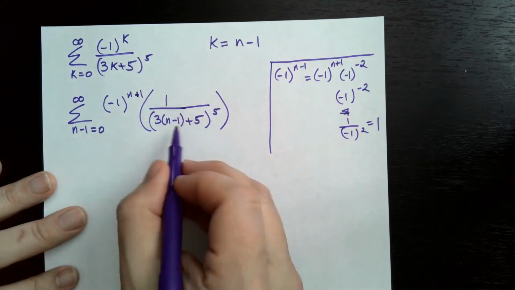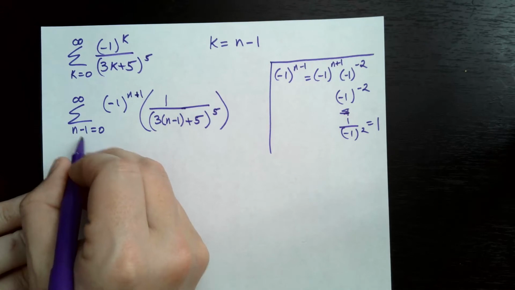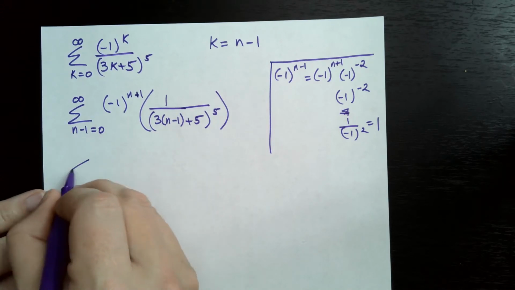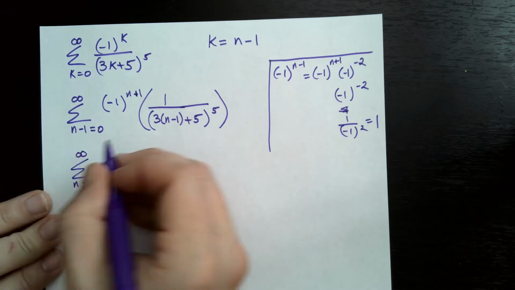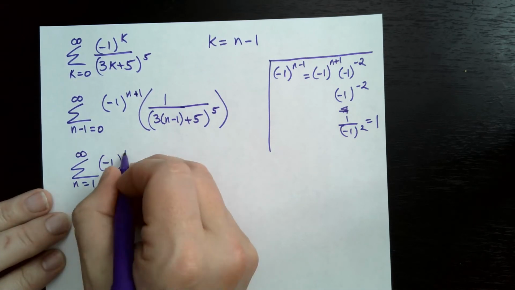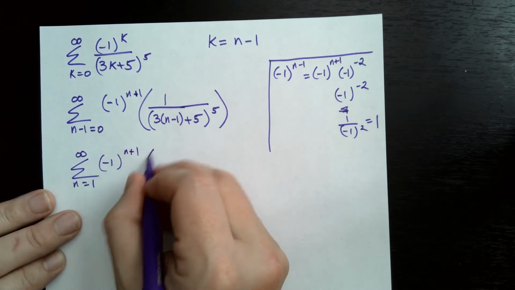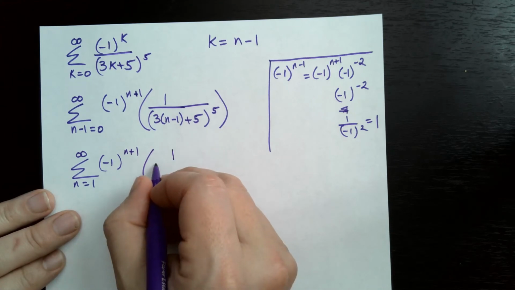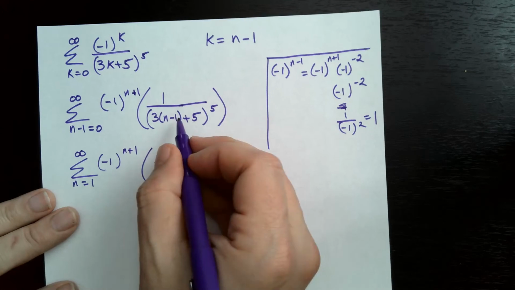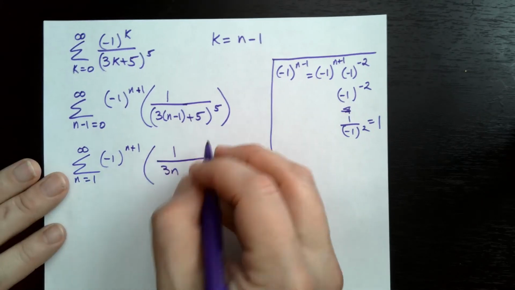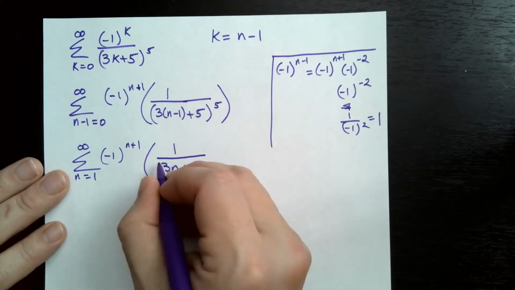Okay, and I'm going to clean this up on the inside, and I'm also going to take care of this. So I have the series, I move that 1 over, n equals 1 to infinity, with (-1)^(n+1), times 1 over (3n, that's going to be a minus 3 plus 5, so plus 2)^5.